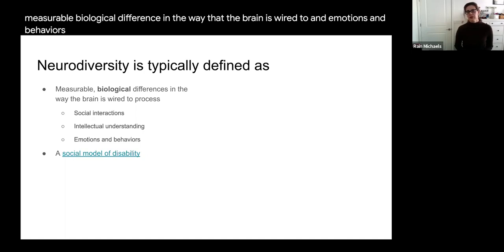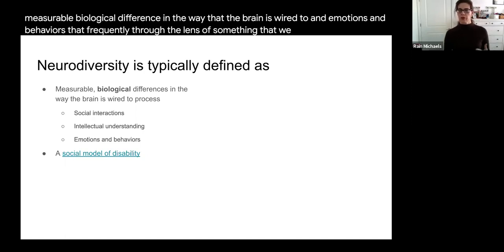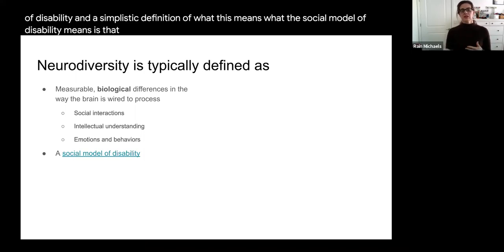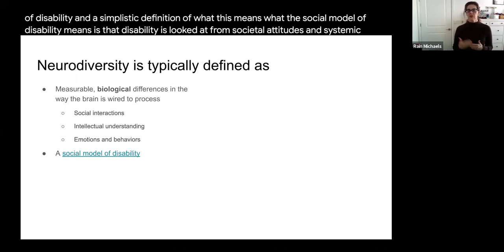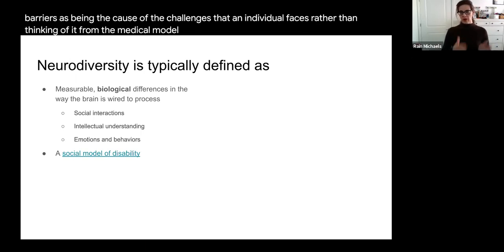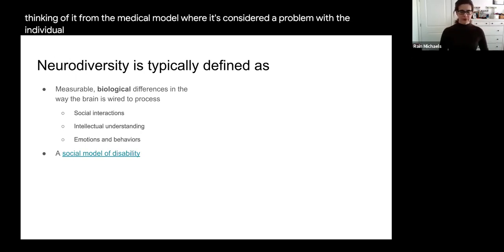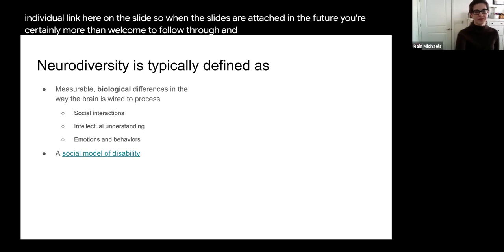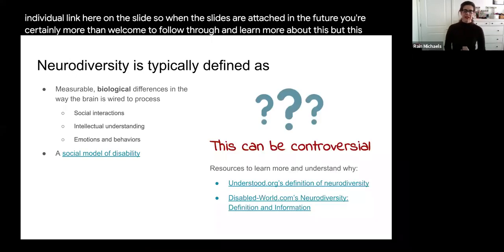It's also looked at frequently through the lens of something that we call the social model of disability. And a simplistic definition of what the social model of disability means is that disability is looked at from societal attitudes and systemic barriers as being the cause of the challenges that an individual faces, rather than thinking of it from the medical model, where it's considered a problem with the individual. And there's a link here on this slide, so when the slides are attached in the future, you're certainly more than welcome to follow through and learn more about this. But this can be highly controversial.